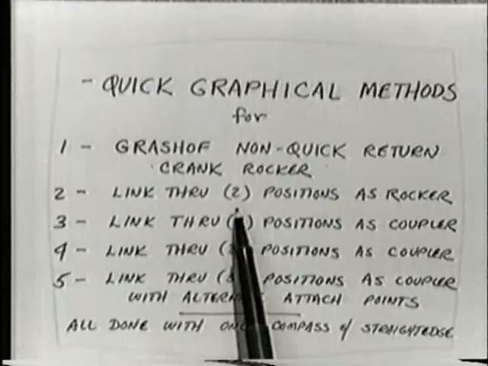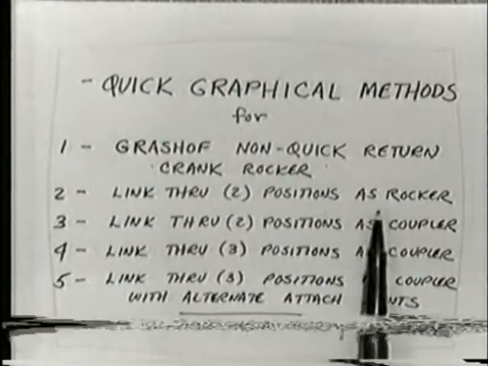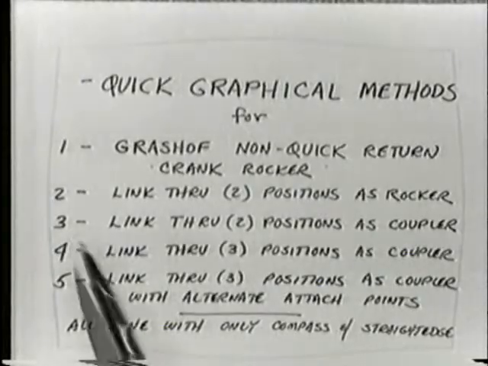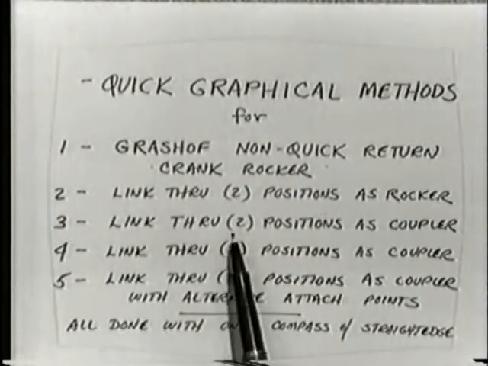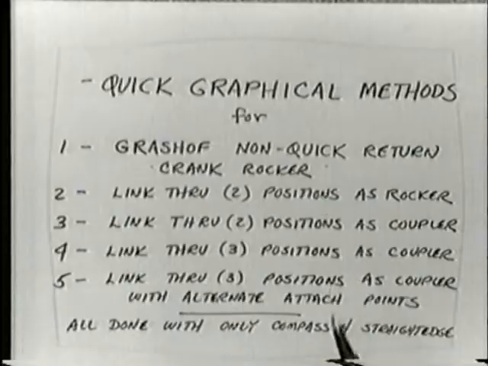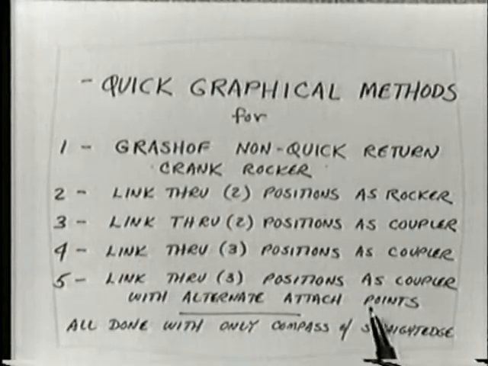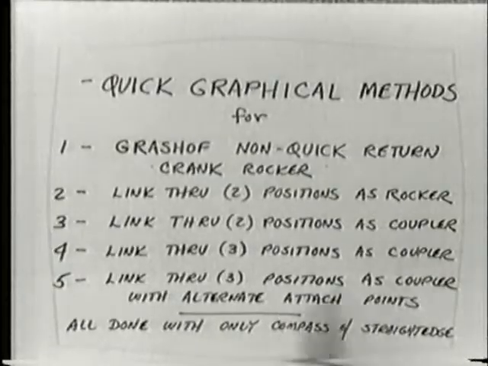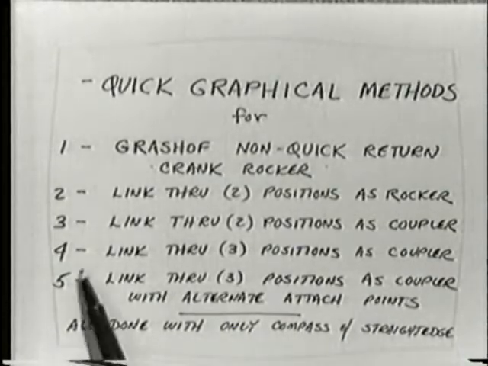Secondly, a link moved through two positions, with that link being the rocker of a Grashof 4-bar. The third thing, move a link through two positions, but with the link being the coupler of a Grashof 4-bar. In fact, that might turn out not to be a Grashof, as we'll see, but it will be a 4-bar.